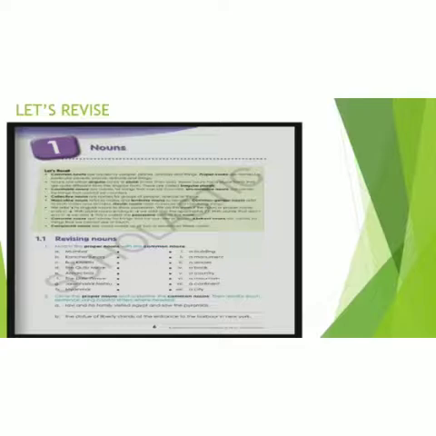Question number 2. Circle the proper nouns and underline the common nouns. Then rewrite each sentence. Ravi and his family visited Egypt and saw the pyramids. Here, Ravi and Egypt are the proper nouns, while family and pyramids are the common nouns. Remember to write the proper nouns with capital letters.